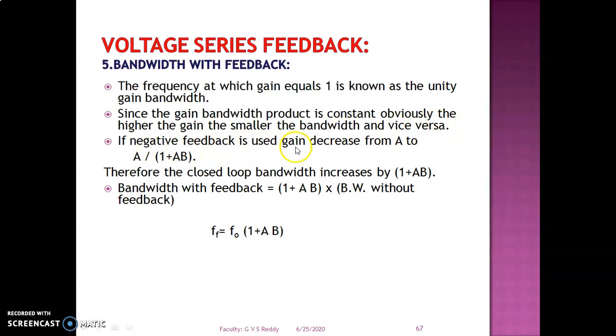If negative feedback is used, gain decreases from A to A divided by 1 plus AB. Therefore, the closed loop bandwidth increases by 1 plus AB. The bandwidth with feedback equal to 1 plus AB into bandwidth without feedback. That is FF equal to FO into 1 plus AB. Here FF represents bandwidth of the operational amplifier with feedback and FO represents bandwidth of the operational amplifier without feedback and AB represents loop gain.